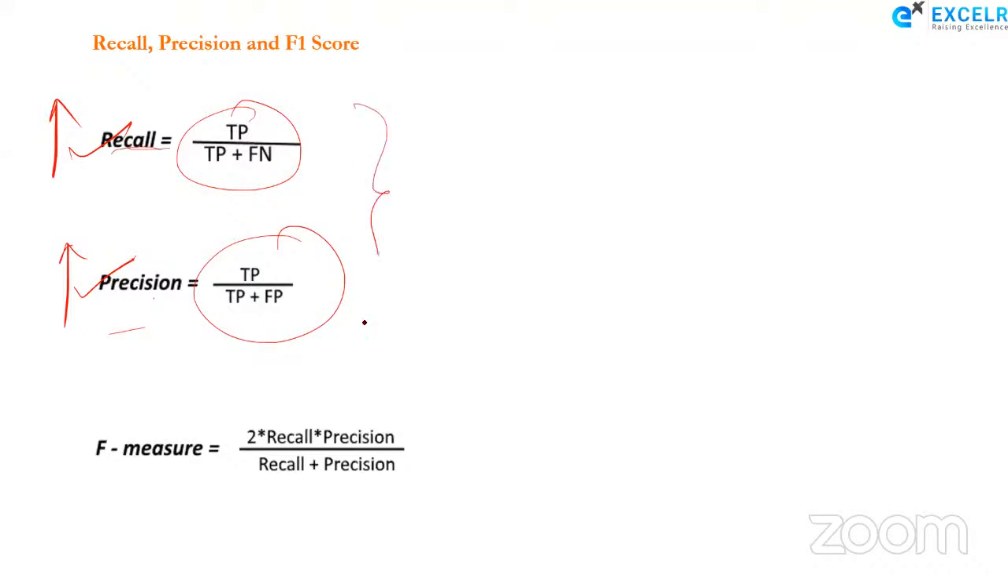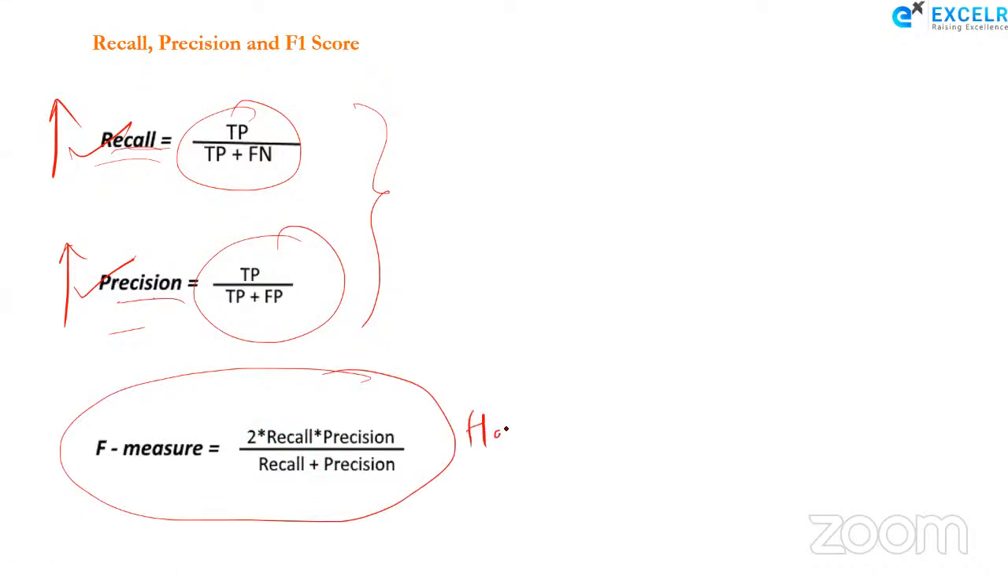So in case of an imbalanced data set, you should go with recall and precision, because those are class specific accuracies. All right. And if I want to take a harmonic mean of recall and precision, I can go with the F1 score, which is 2 PR divided by P plus R, nothing but the harmonic mean.